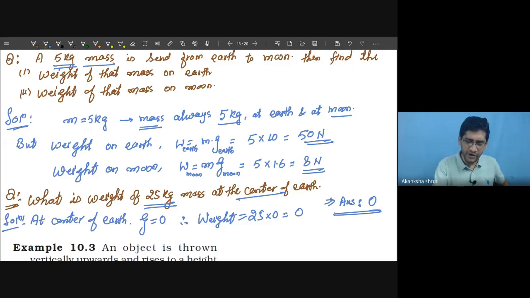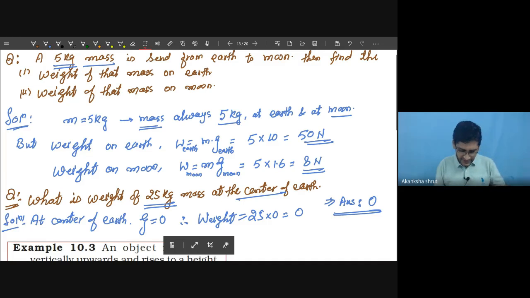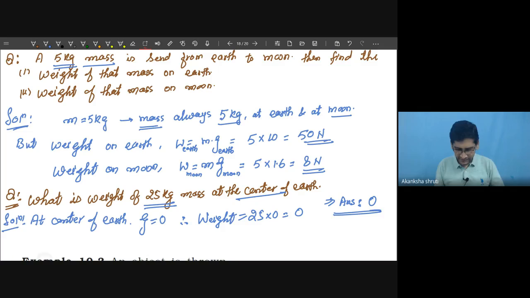So this was all about our mass and weight. These were the differences that you must keep in mind. They are very important, student. Mass and weight is very important, and these two questions are equally important. Now let us go for the kinetic equation or acceleration due to gravity based question.